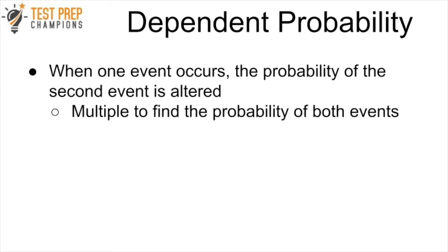And then there's also dependent probability. In dependent probability, this occurs when one event occurs and the probability of a second event is altered by that first event occurring. And for dependent probability cases, you can still multiply the probabilities of both of the events. Just keep in mind that after that first event occurs, it alters the probability of that second event. And again, all these definitions can seem kind of abstract, so if you're scratching your head, don't worry. Let's look at an example to really drive this point home.